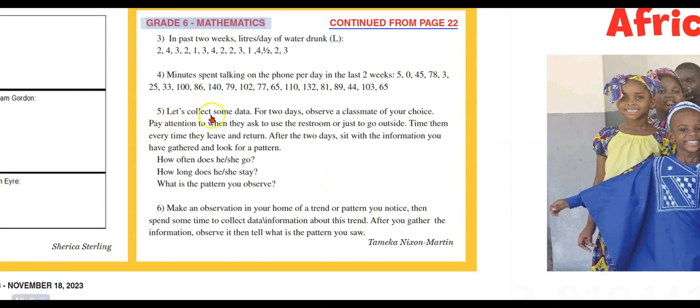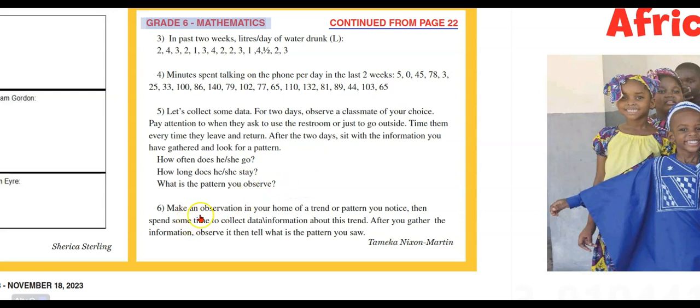Number 5, let's collect some data. For 2 days, observe a classmate of your choice. Pay attention to when they ask to use a restroom or just go outside. Time them every time they leave and return. After 2 days, sit with the information you have gathered and look for a pattern. How often does he or she go?